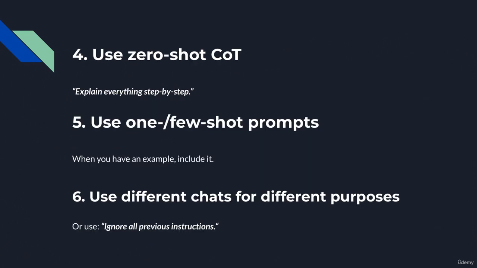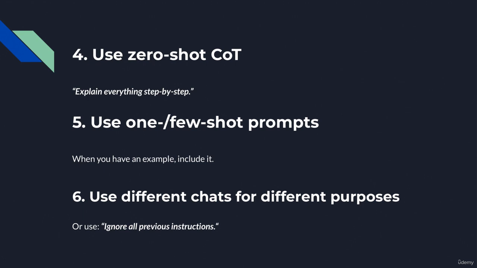Tip number 4 is to use zero-shot chain of thought when crafting your prompt, which involves explaining everything step by step. Tip number 5 is to include examples in your prompt when possible, like one or few shot prompts.